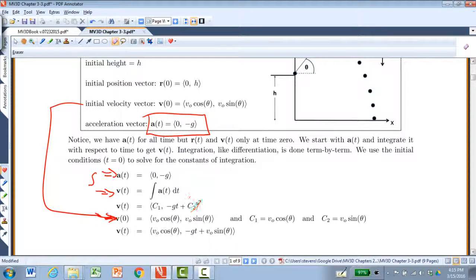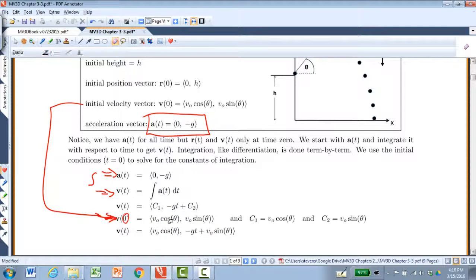So if you look at the initial velocity, if I plug in t equals 0 right here, that's 0, that means that's now gone. And so what that means is that c1 is just this x component of the initial velocity, and c2 is just the y component of the initial velocity.